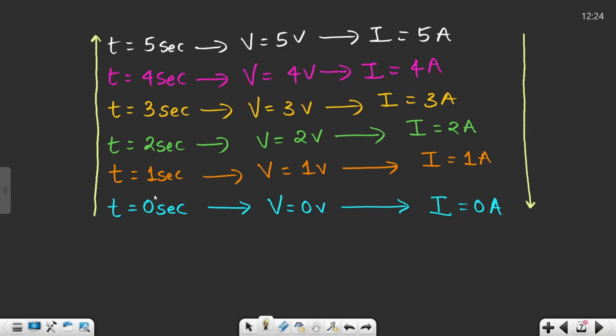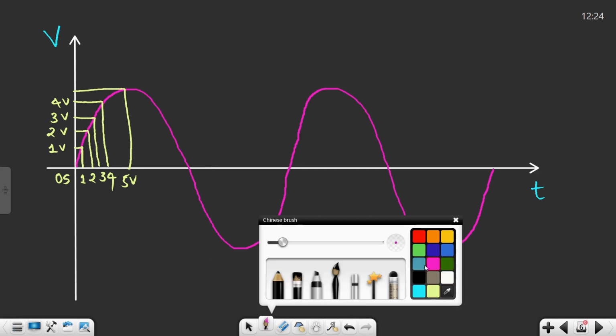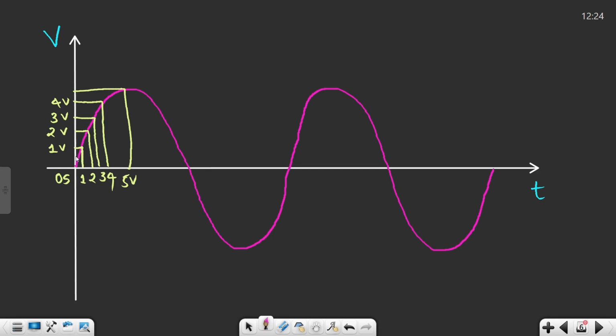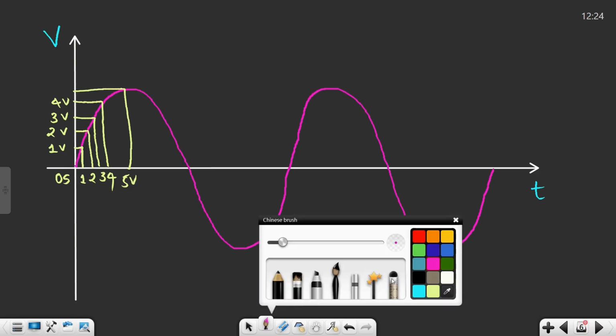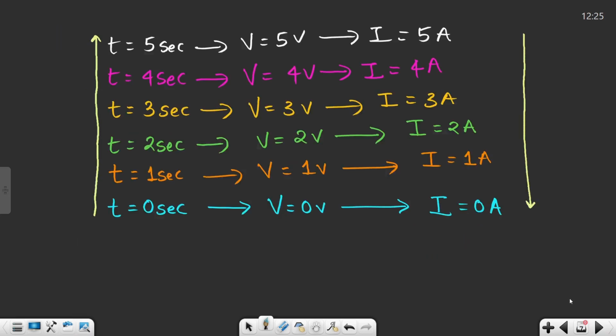Okay, so you see at t equals 0 to 5 seconds, the voltage will increase, right? So this is the voltage. You see the voltage is increasing. Let me change the color. Yeah, so you see the voltage keeps on increasing up till this particular point. Okay, after that what is going to happen? As clearly mentioned, we are going to decrease the magnitude of the voltage.